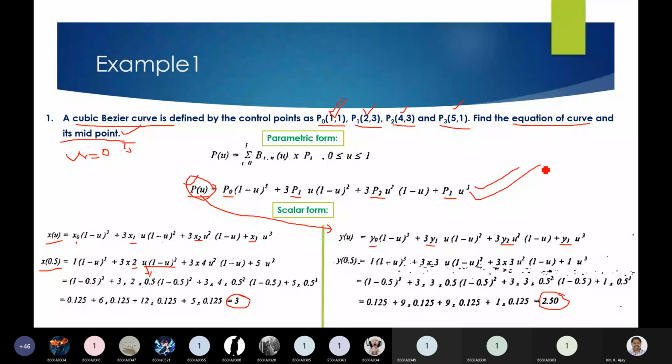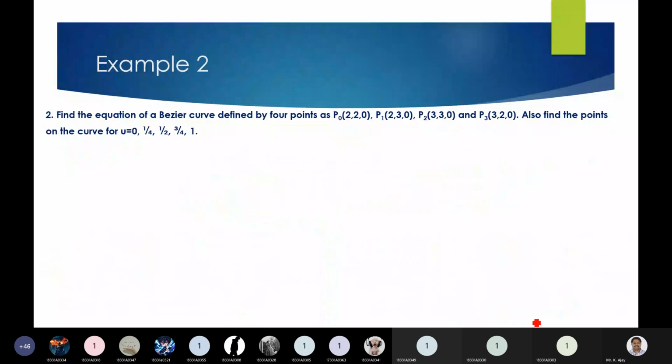This is the equation of the curve. And what is the midpoint? 3 comma 2.5 is the midpoint of the Bezier curve. 3 comma 2.5, this is the midpoint, right? I hope it is clear to you. Similarly, one more problem. This problem we try to solve with the help of a matrix equation.